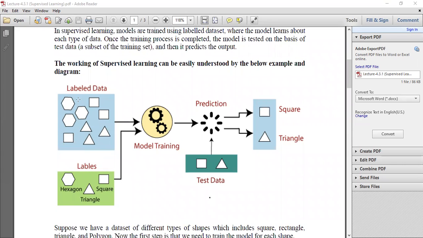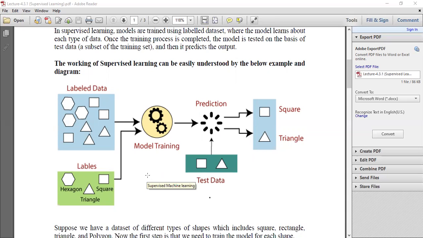Just like in this example, suppose you have labeled data: hexagon, pentagon, square, triangle. First you have to train the data, and you have to identify which shape is which. This is a hexagon, this is a square, this is a triangle. So you have to train your data, label your data, then create a model according to your requirement. Then prediction starts, and when your model is ready, you go to the test data.